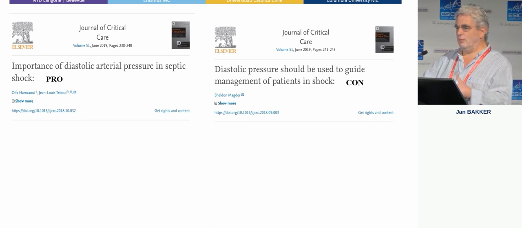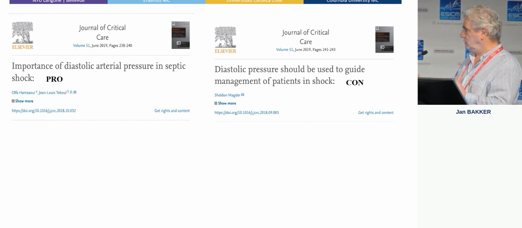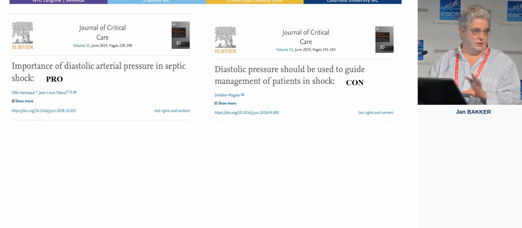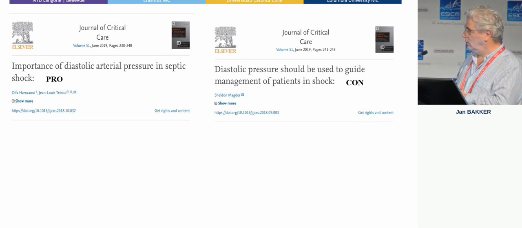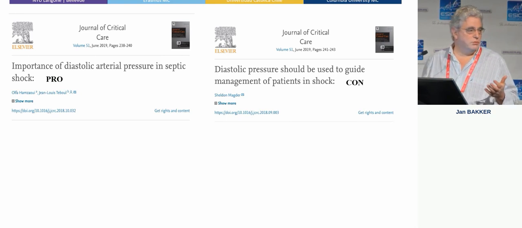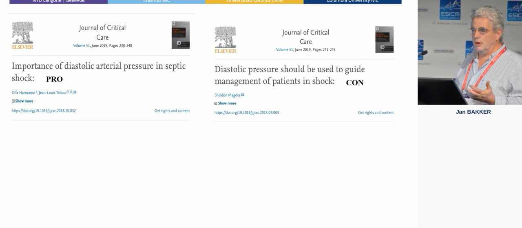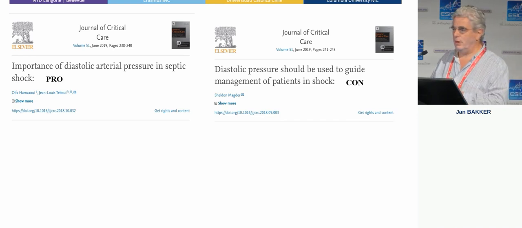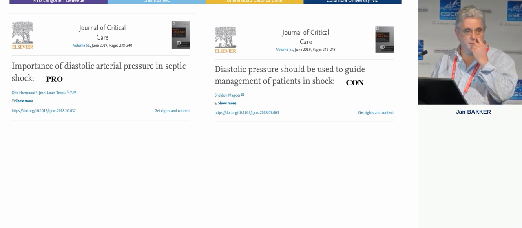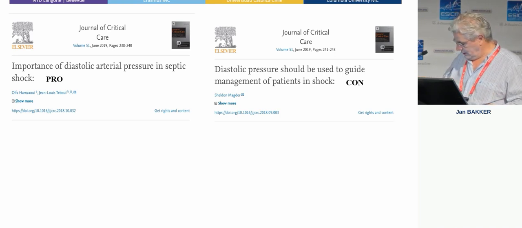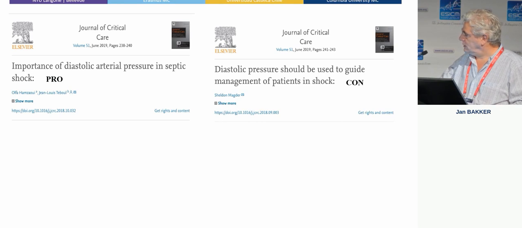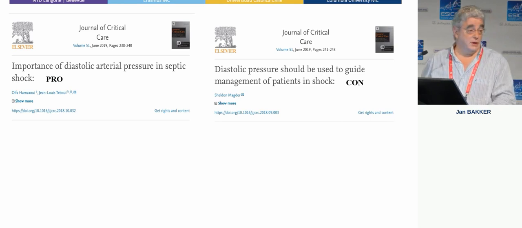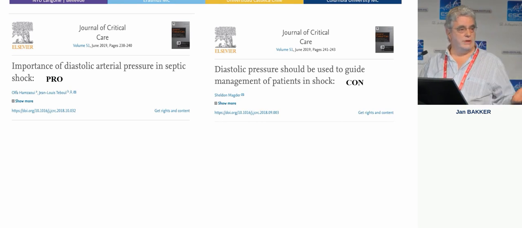Sheldon Magder is very physiology-oriented, and they're good friends, so there's no animosity between the two. Sheldon Magder said, who cares about diastolic blood pressure? Jean-Louis Teboul says, well, if it's less than 45, you have to hurry up with your vasopressors to get the pressure up. So even the experts on this topic don't agree. That's not easy. There is no easy answer.